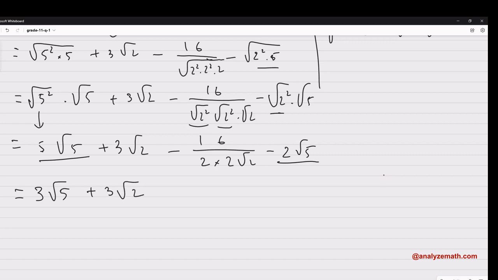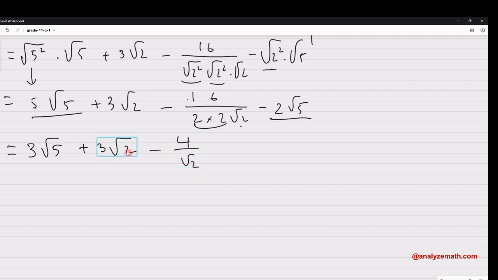Now here I have 16 in the numerator. Here I have 4. 16 divided by 4 gives me 4. And then we still have the square root 2 here. Now I have square root 2 here, a square root 2 here. I cannot group them as they are. I need to take this one and put it up in the numerator somehow.